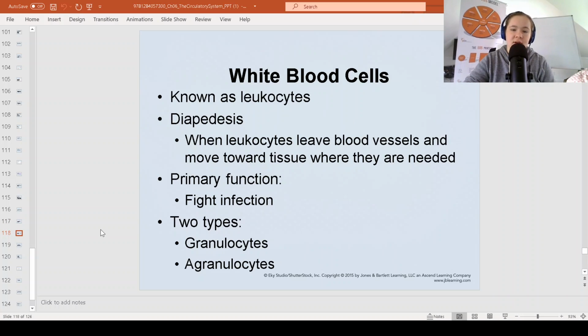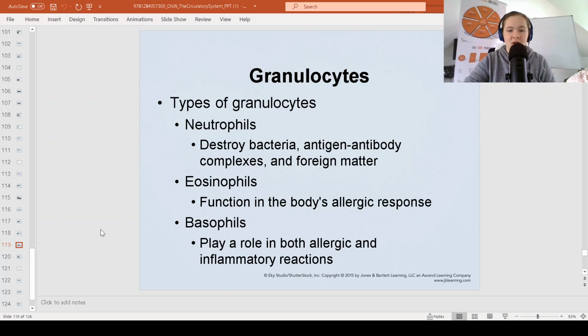White blood cells are known as leukocytes. Diapedesis is when leukocytes leave the blood vessels and move towards tissue where they're needed. Their primary function is to fight infection. There are two types, granulocytes and agranulocytes.